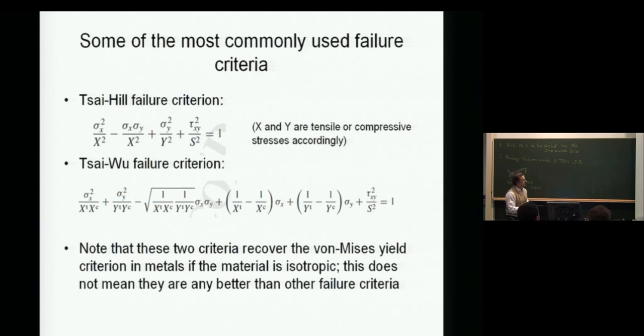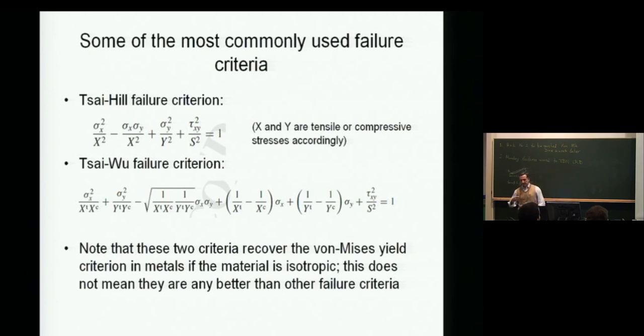So it turns out if you put them in this form, again, the sigma x, sigma y, tau xy are the applied stresses on your ply at the ply level, and x's and y's and s's are the corresponding tensile or compressive stresses depending on the sign of those applied stresses in the ply. So if this left-hand side is greater than 1, you have failure, because it means that at least some of these numerators are greater than the denominators, and therefore the applied stresses are greater than the strengths.